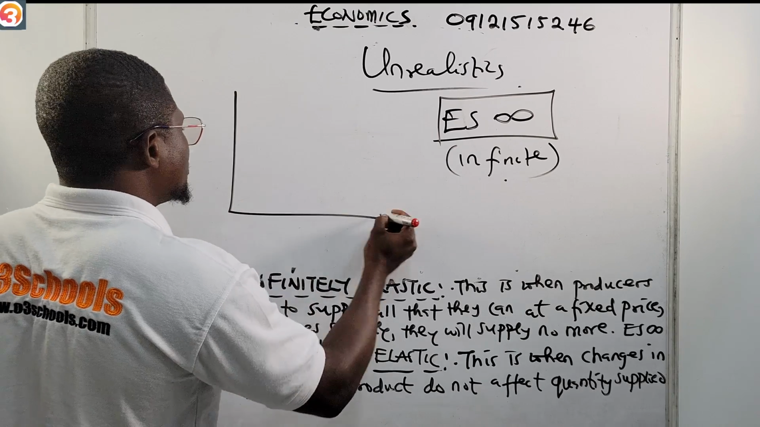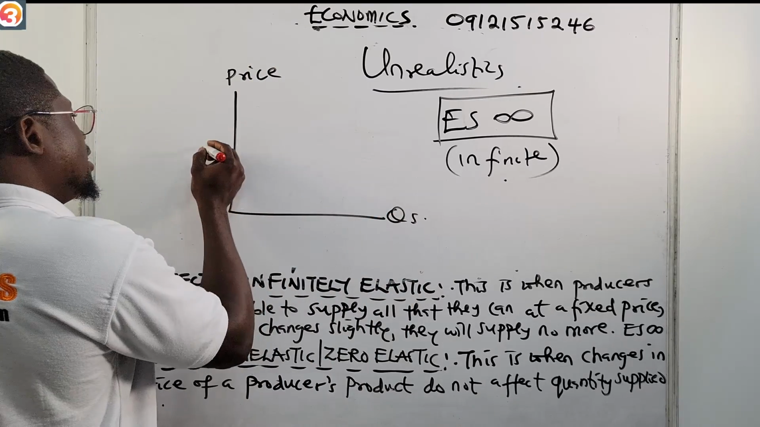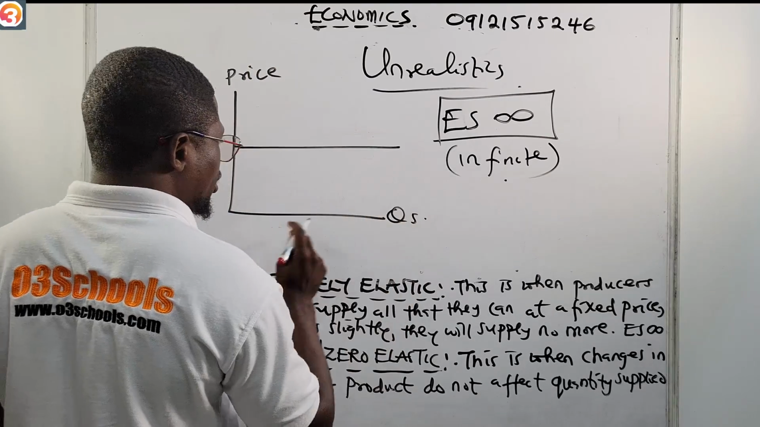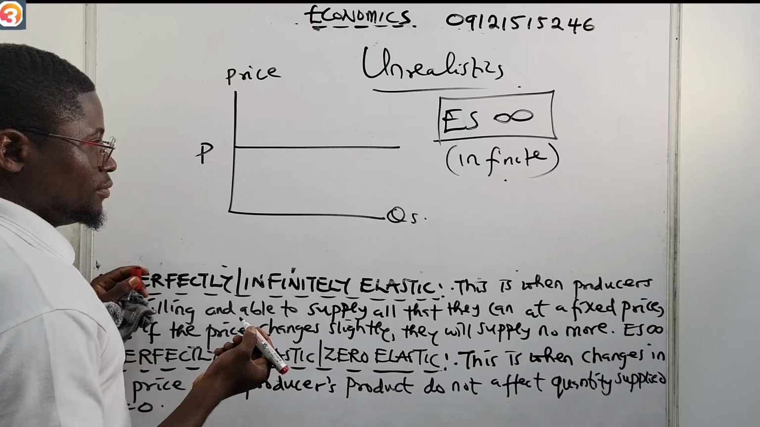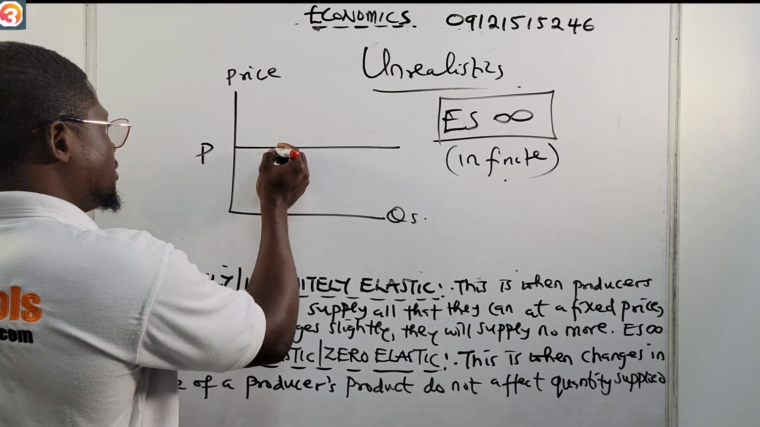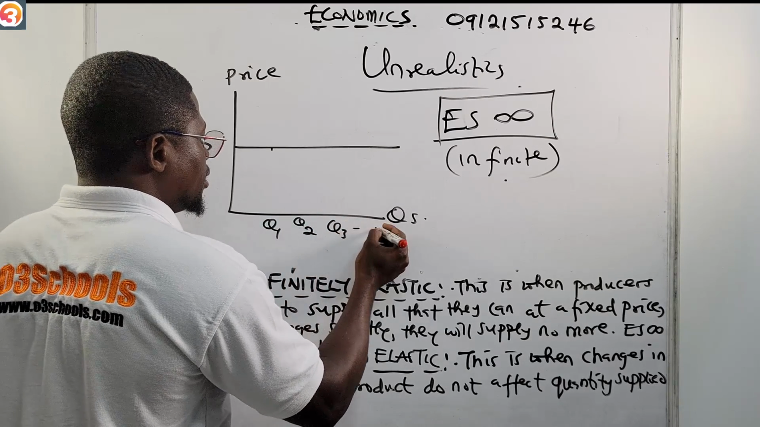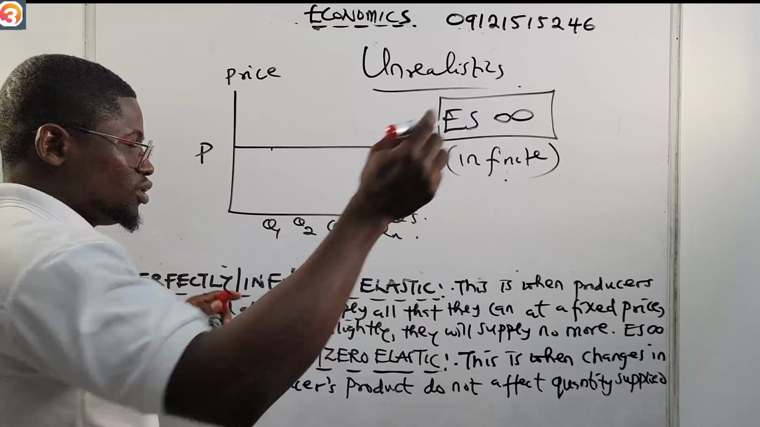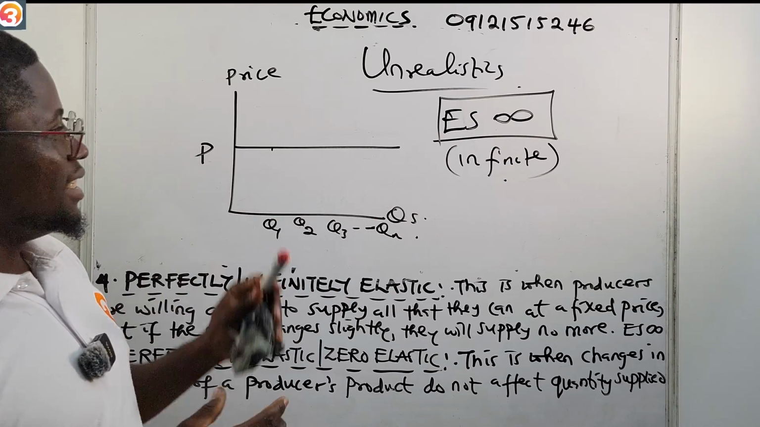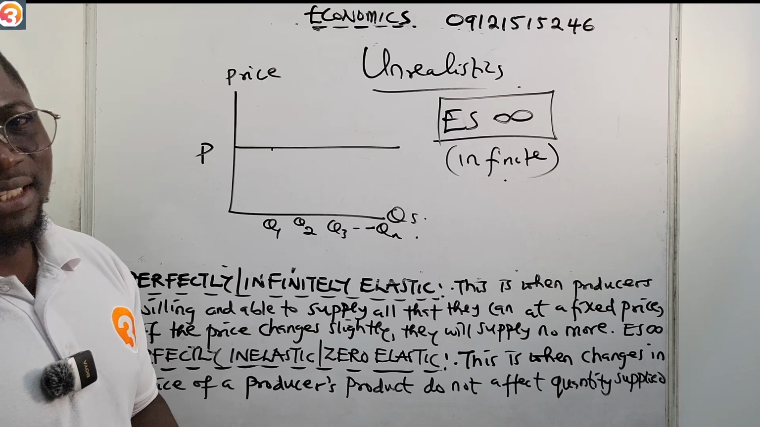This is how the curve looks like. Here is your price. Here is your quantity supplied. So here's your P now. It's parallel to the quantity axis. So at this point, maybe Q1, Q2, Q3, Qn, it continues like that. So this is the supply curve for perfectly or infinitely elastic supply.